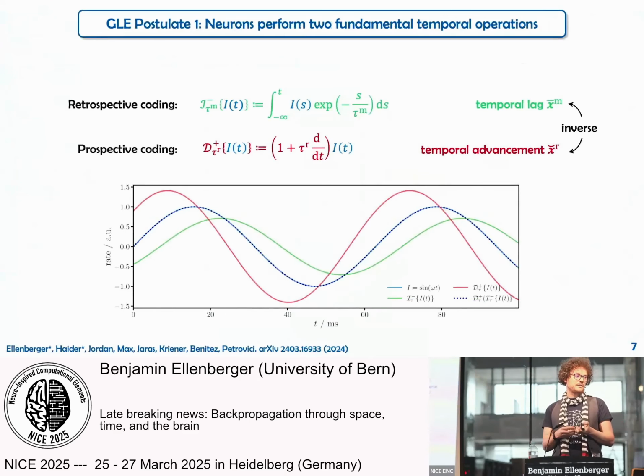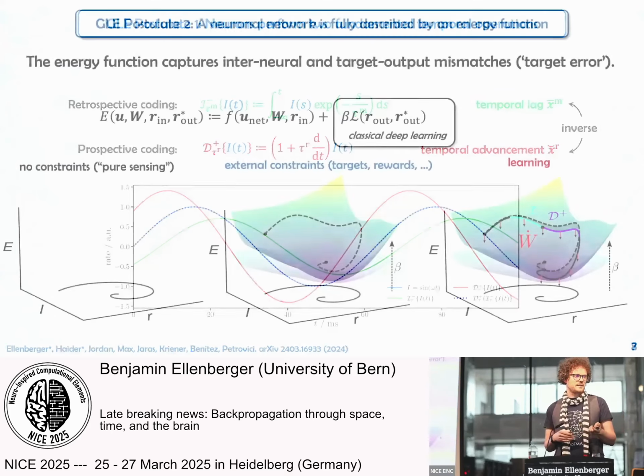The second part of the postulate is this prospective coding. It's the second operator, which is the inverse operator to the retrospective coding. So when they have the same time constant, they can actually cancel each other out. And when we vary these different time constants, we can actually go along the whole spectrum from blue to the red to the green line. So we can vary the shift of our signal.